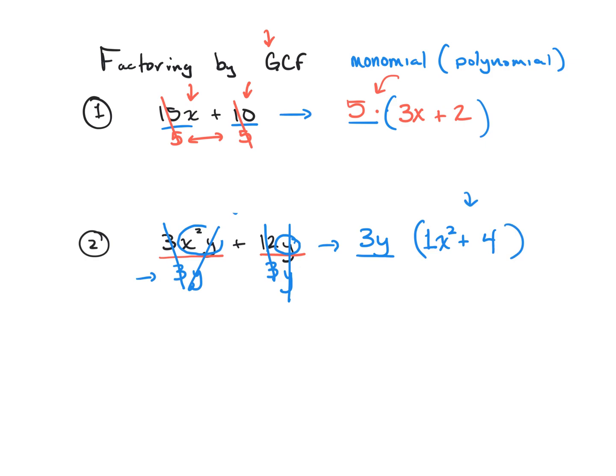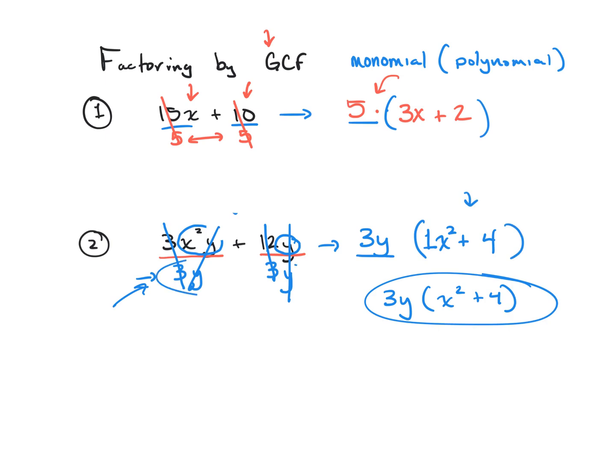So more commonly, the way you'll see this answer is written as 3y times x squared plus 4. And at this point, you will have completed factoring by GCF. So now the goal is to not have to eventually show all of this work that I'm doing. The goal is to be able to look at it and write what I'm writing here directly over here immediately. That is your goal to achieve.